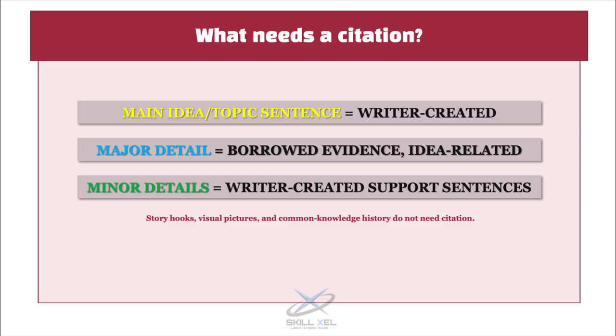Now, your minor details, the sentences that come after that explain or give examples to or analyze, do not need to be cited. They are writer created and they are support sentences. Unless they include numbers like statistics, you do not need to cite minor details, especially if you already cited the text. You do not need to cite the same text in the same body paragraph again.